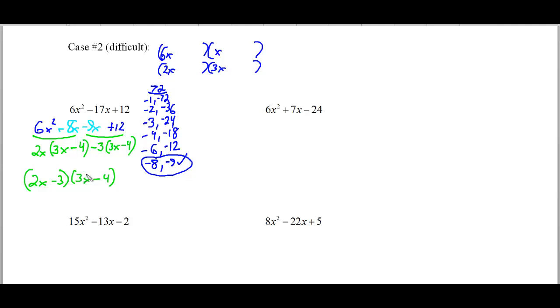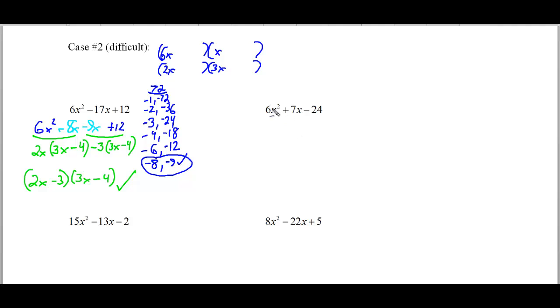And here's my problem. It's done. 2 and 3 make 6. Negative 3 and negative 4 make positive 12. And my middle term, my 2 times negative 4 and my negative 3 times 3, makes negative 17. That's my answer. Yeah, I did have to guess and check quite a bit, but if you find yourself going through this pattern over and over, you will get pretty efficient at this problem.